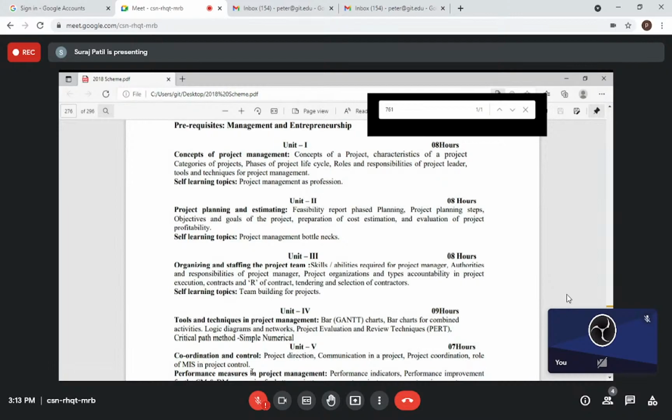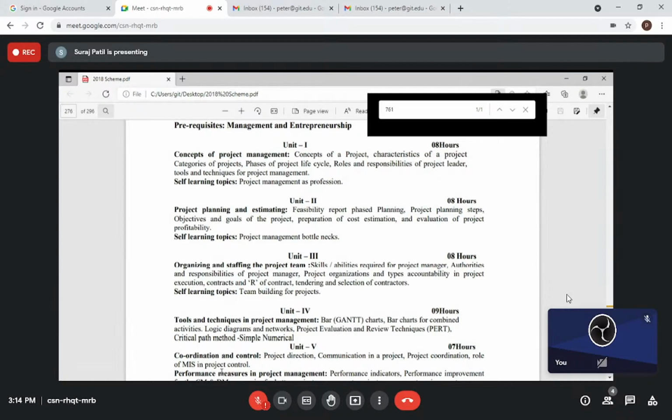So coming to unit 5, coordination and control: the project direction for completing the project, communication, project coordination, roles and responsibilities of the project. Coordination and communication also play an important role in completing the project in time, within the budget, by utilizing the resources. After completing the project, we need to measure the performance of a project. So there we are going to learn the different set of performance measuring methods.